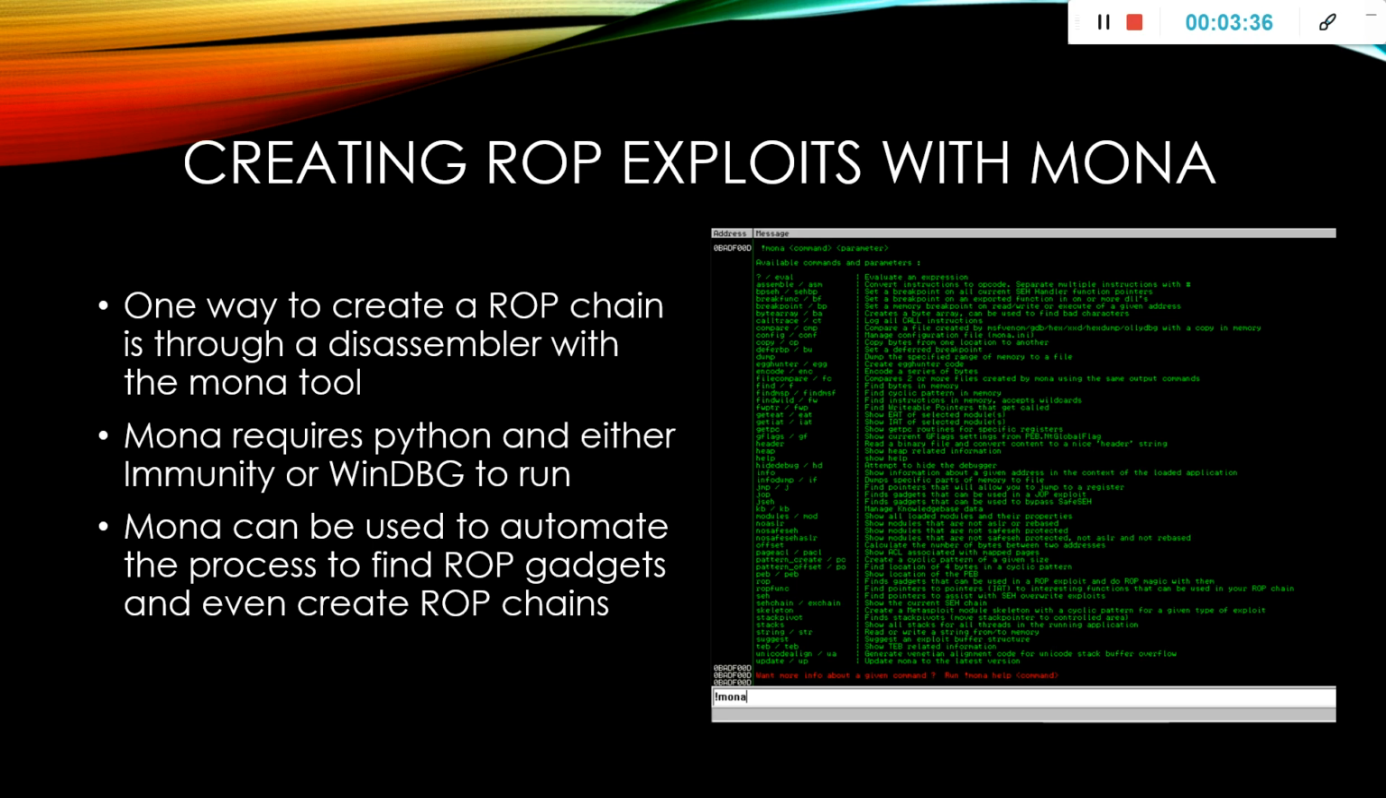So building a ROP chain is a fairly advanced technique, and it can often be a pretty tedious task. Thankfully, we have tools that can help automate much of this process. Mona is a tool that is used in conjunction with disassemblers, and we can use it to automatically find useful ROP gadgets in memory, and it can even go as far as to build ROP chains itself.